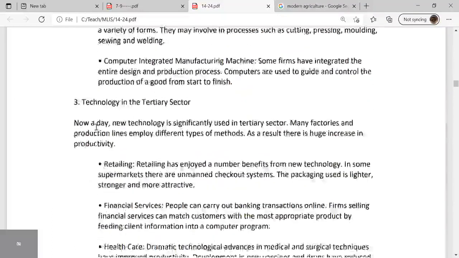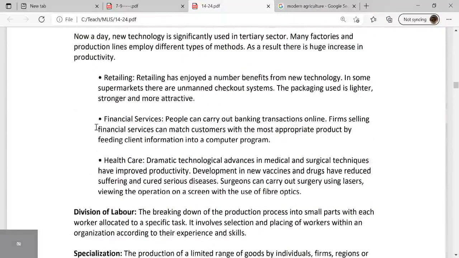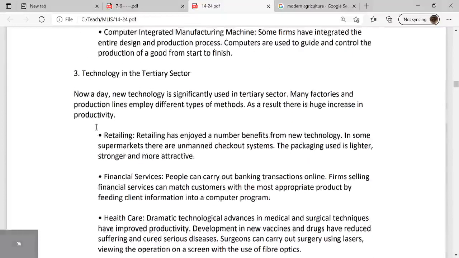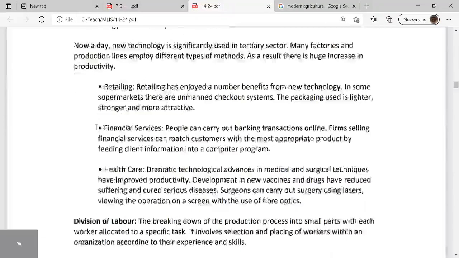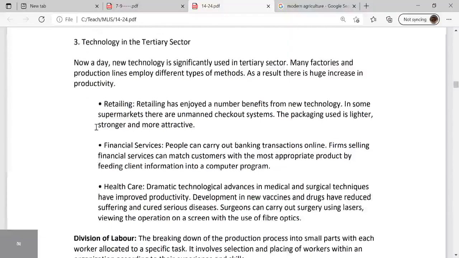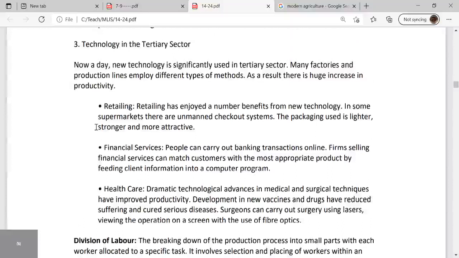Technology in the tertiary sector: we have retailing, financial services, and healthcare. All of them will lead to improvement in the tertiary sector. See that modern technology is making them better and better day by day, right? Take the tertiary sector, suppose education. Previously the traditional education was in the classroom, right? But now we are using modern systems like these online classes. This is possible because of the technology investment in capital, which is improving the tertiary sector.